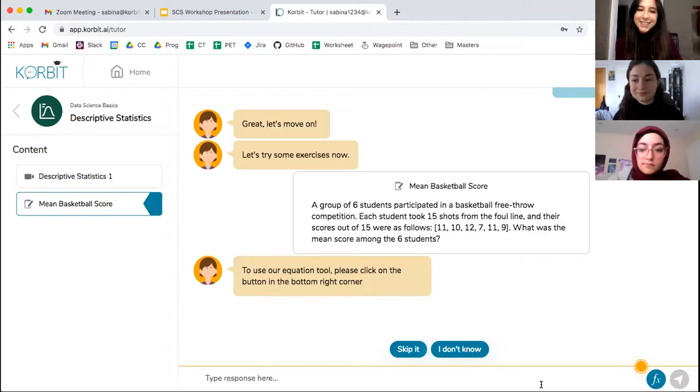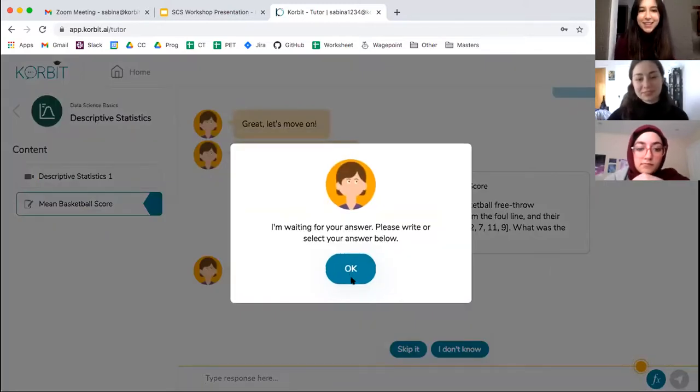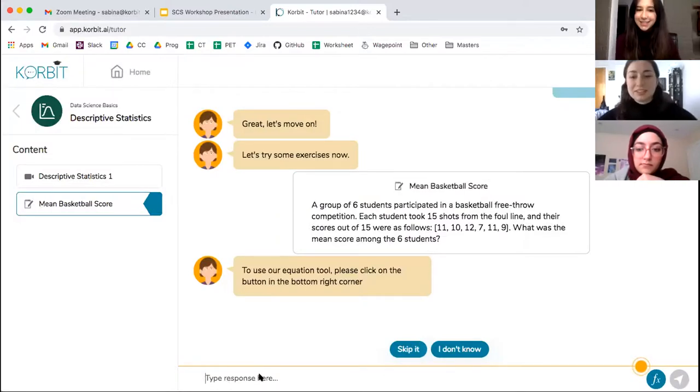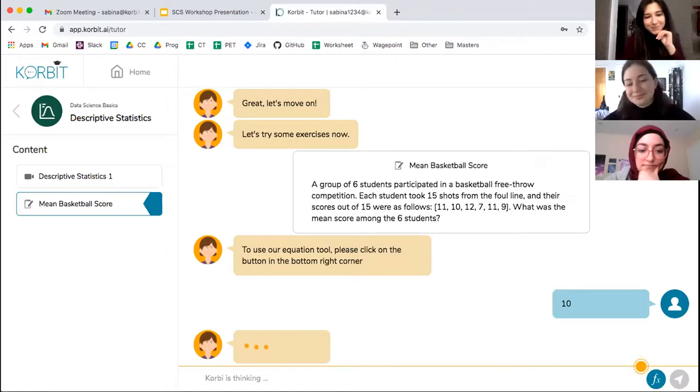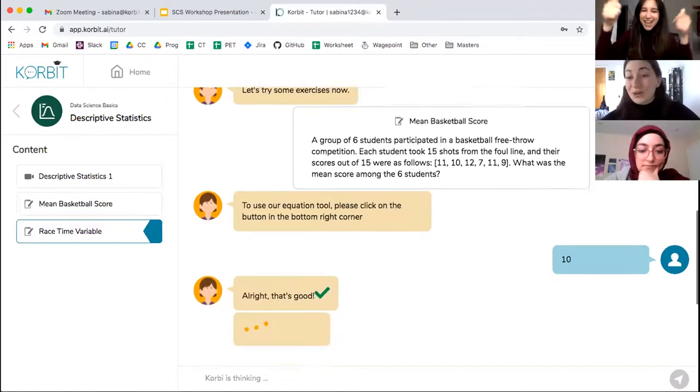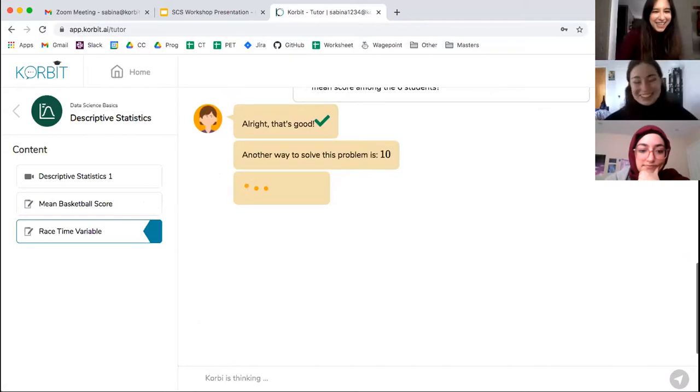Okay. Have we got some answer ideas? We got some answers. Okay. So Raul is saying 10. Okay. And Ariel is saying, so 10 would be the median here. Is that what you mean? Ariel, do you mean 10 would be the median or the mean? Mean. Okay. We're trying 10. Great. Yay. Korbit says you're right.